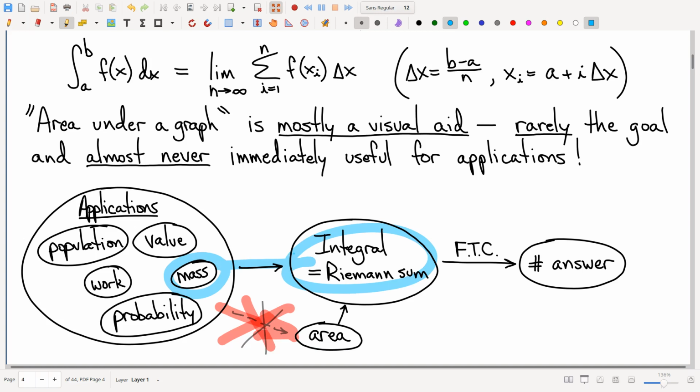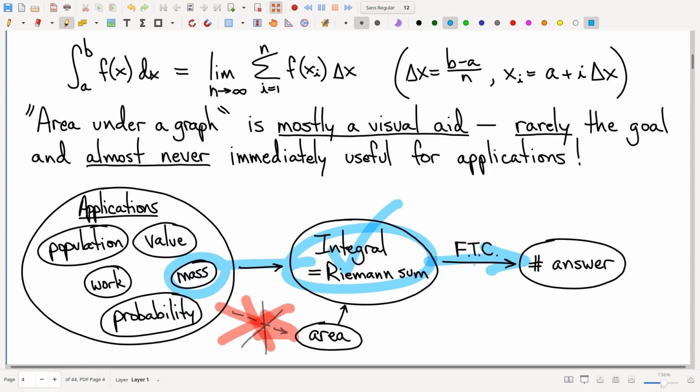Okay, so this is why integrals, importantly, have to be viewed as Riemann sums. All right, and then, of course, we have a fundamental theorem of calculus that helps us compute Riemann sums, aka integrals. And notice at this point, area is an afterthought. Area under a curve is one application among many. It's not even a particularly important application in the real world.